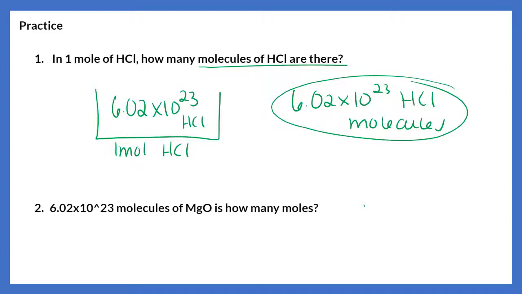If I have 6.02 times 10 to the 23rd molecules of MgO, how many moles is that?